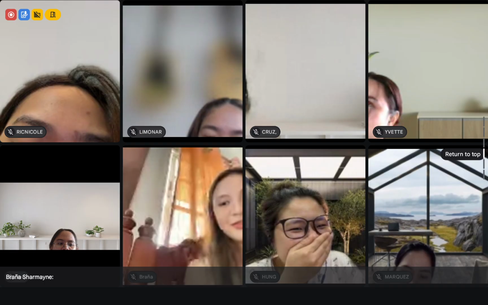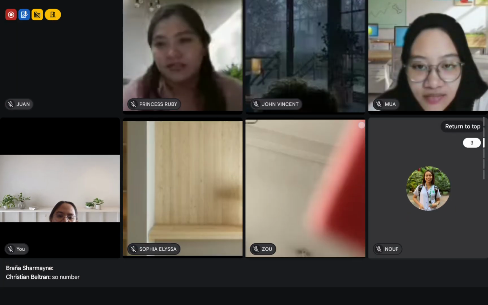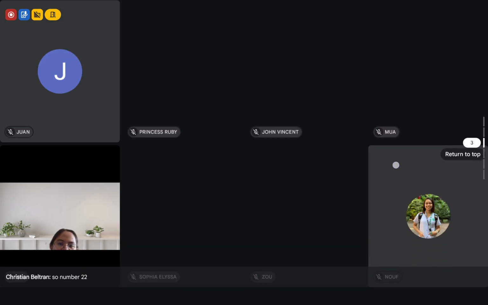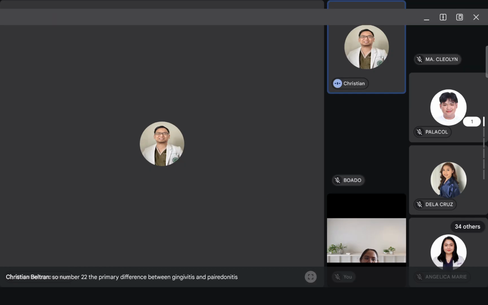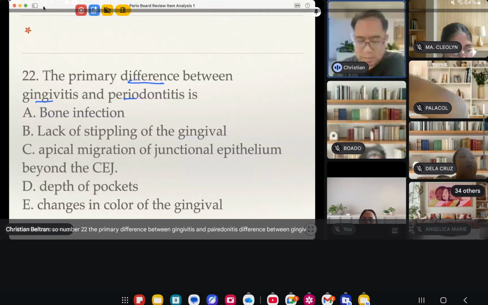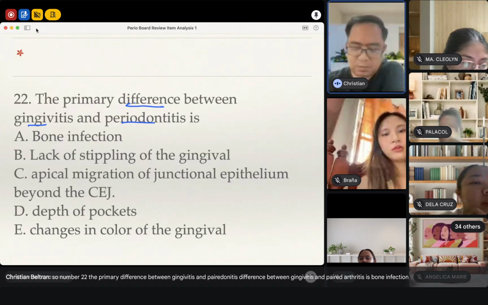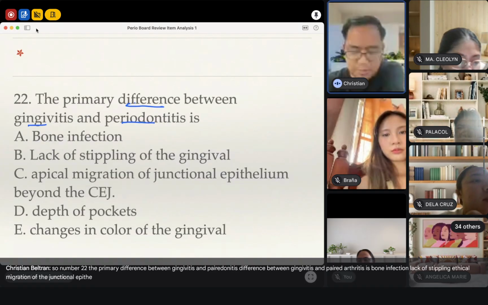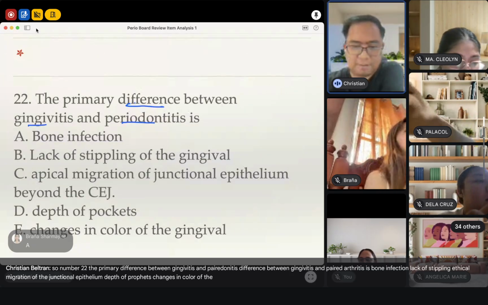Ah, okay. Okay. So, number 22. The primary difference between gingivitis and periodontitis. Difference between gingivitis and periodontitis is bone infection, lack of stippling, apical migration of the junctional epithelium, depth of pockets, changes in color of the gingiva.